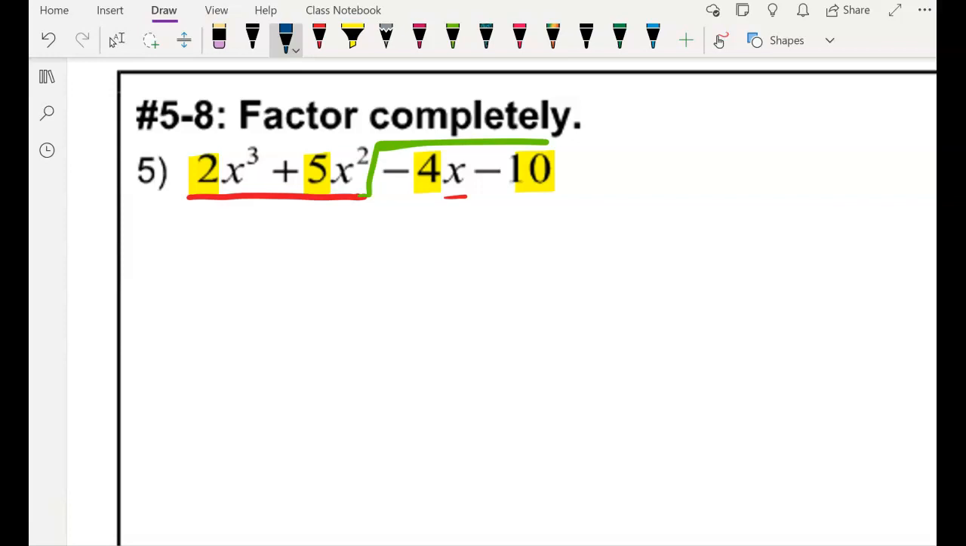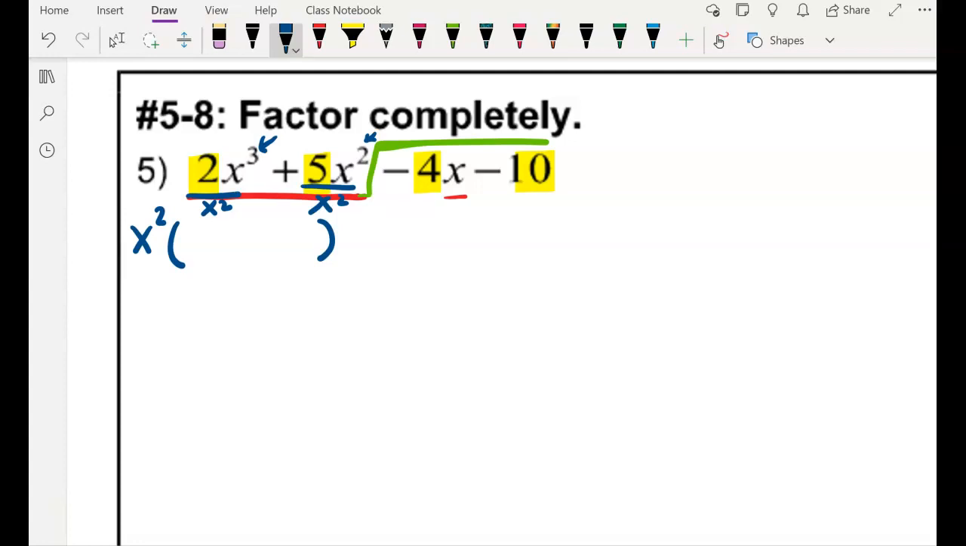And as you can see, this has 3 x's, this has 2. So definitely x squared is what they have in common. And if they have an x squared in common, then we go and divide each term by x squared. That's how we factor. Take out the GCF, by dividing each term by the GCF.